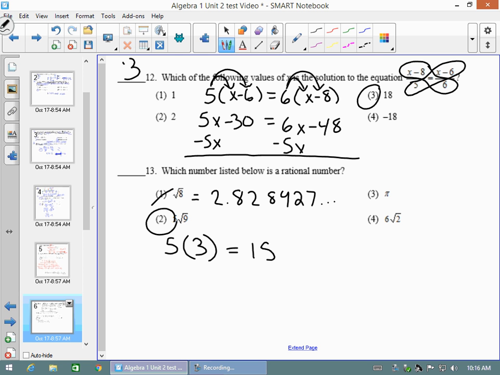Option 3 was pi. Pi is actually one of the most famous irrational numbers. You could also type this into your calculator. You get 3.14159 and so on. So that is an irrational number. And if you wanted to type option 4 into your calculator, you would have gotten a value of 8.4852, which again is a non-terminating, non-repeating decimal, so that is an irrational number. So that's why choice 2 was our answer.